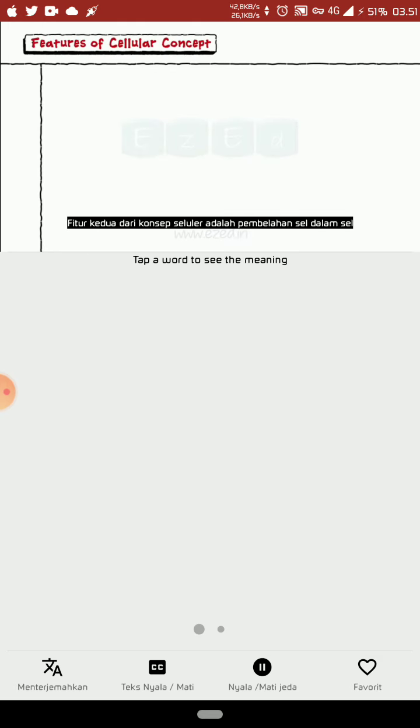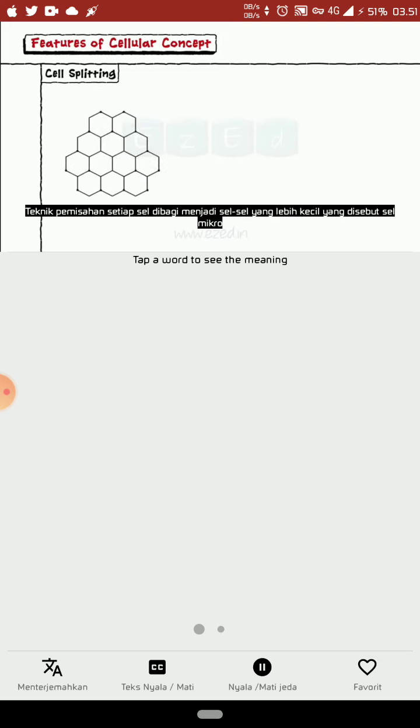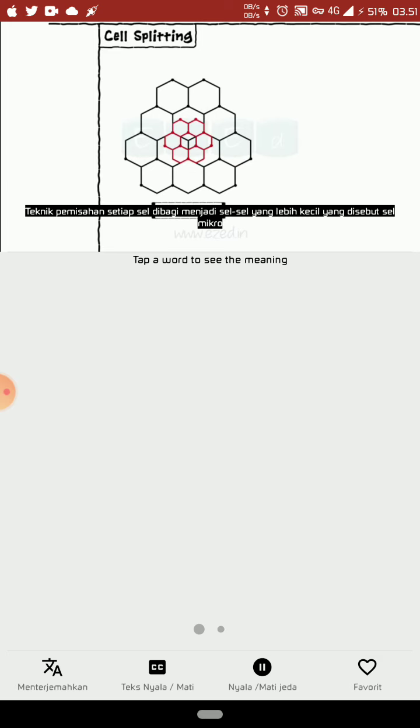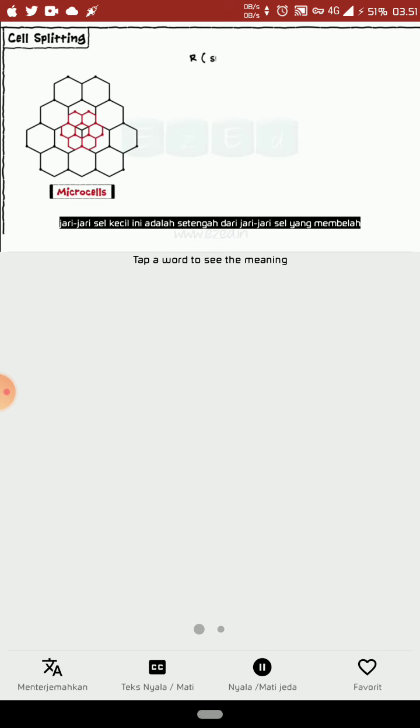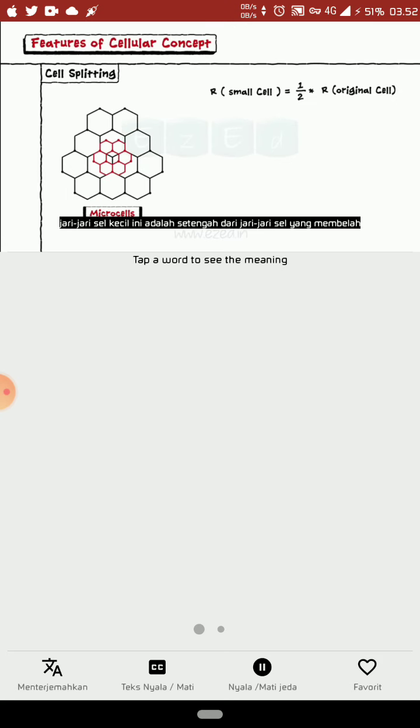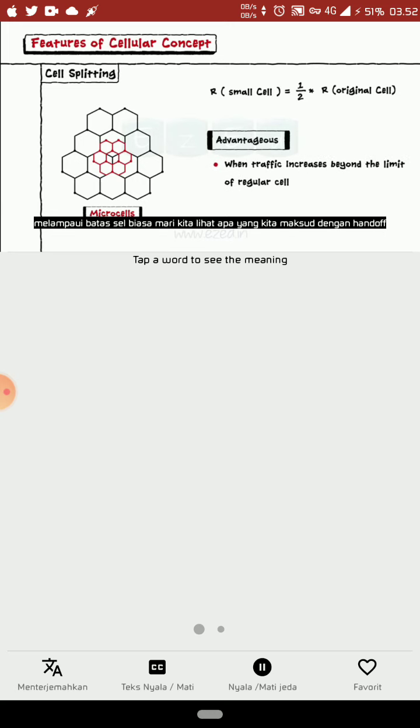The second feature of the cellular concept is cell splitting. In the cell splitting technique, each cell is divided into smaller cells, known as microcells. The radius of these small cells is half of the original radius. Cell splitting proves advantageous when the traffic of cell phone users increases beyond the limit of a regular cell.